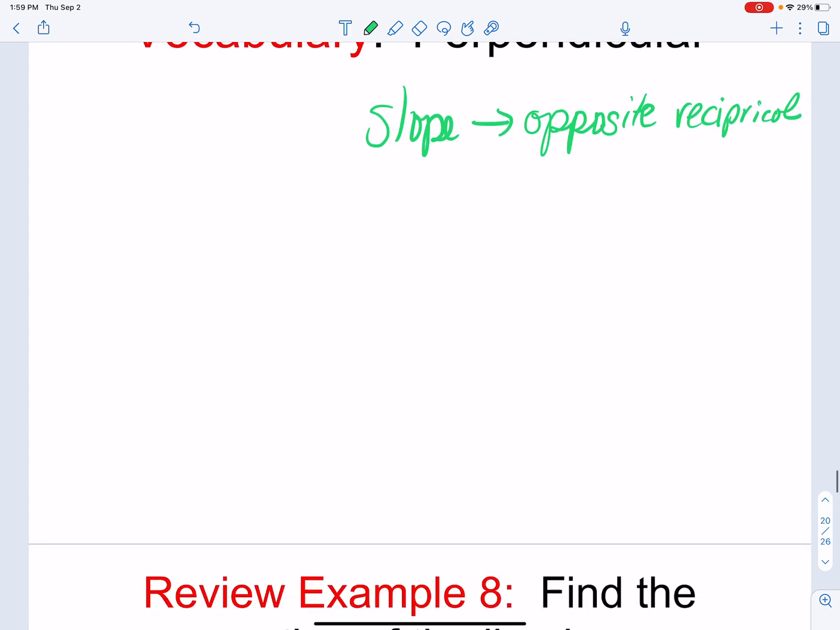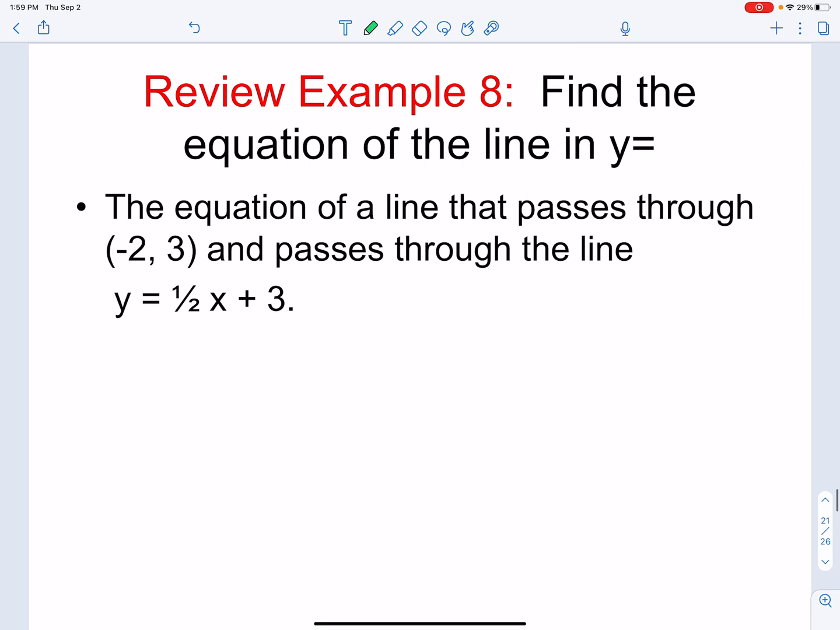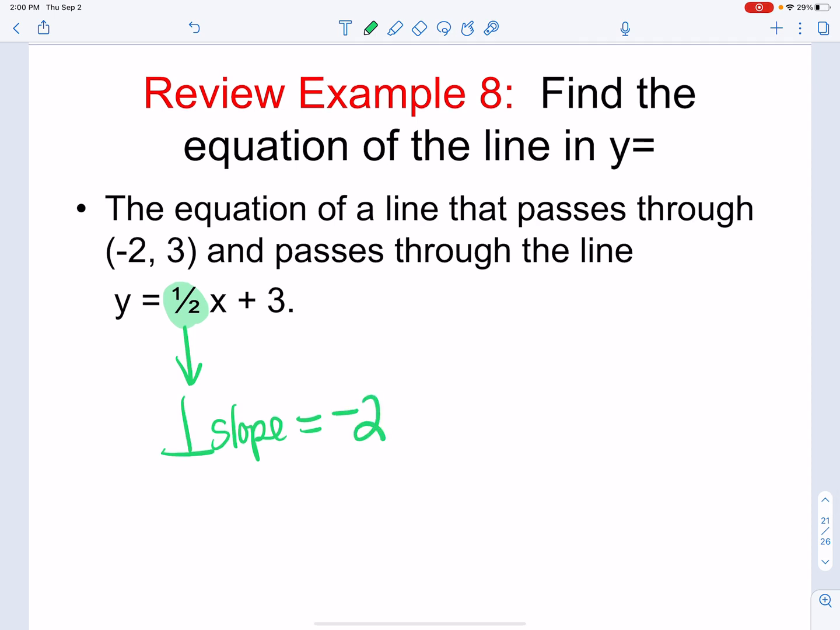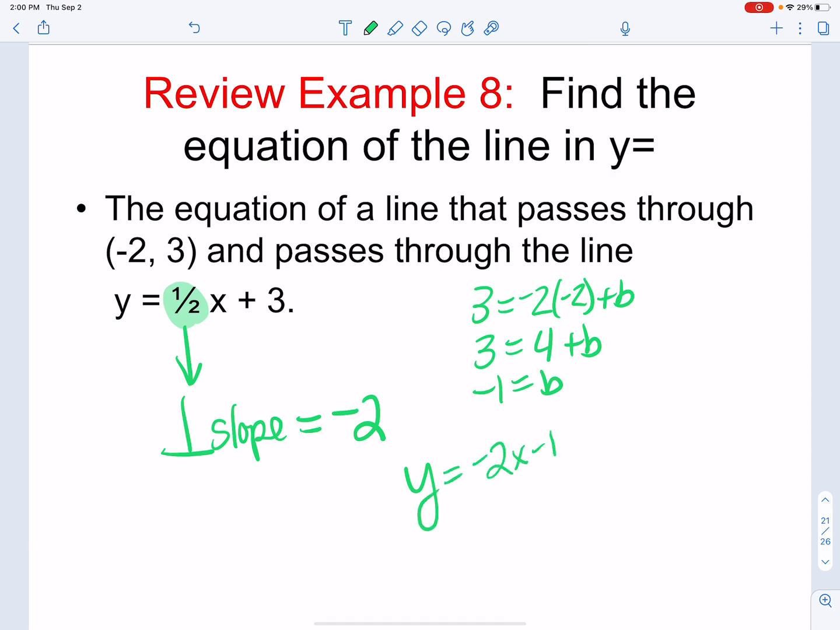The only thing you care about from this line is the slope. So the perpendicular slope would be the opposite reciprocal. If it's a positive 1/2, your opposite reciprocal is a -2. Then you would do your y equals mx plus b. So you get 3 equals 4 plus b. Then you minus 4, and your b is a -1. So your answer is y equals -2x minus 1.